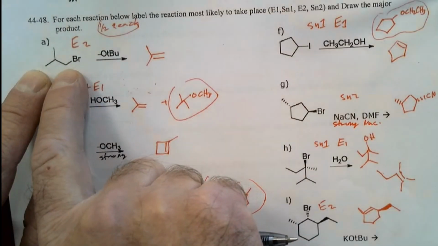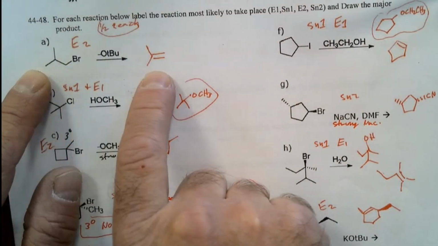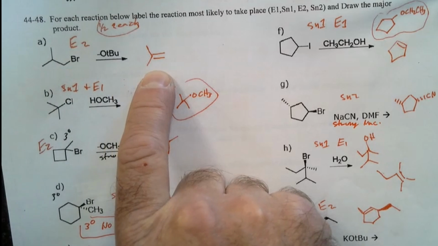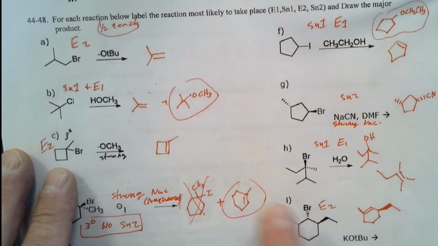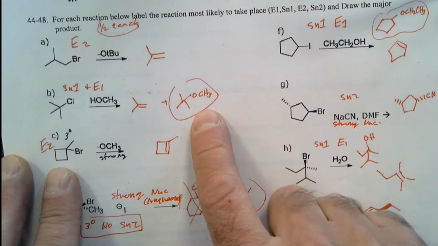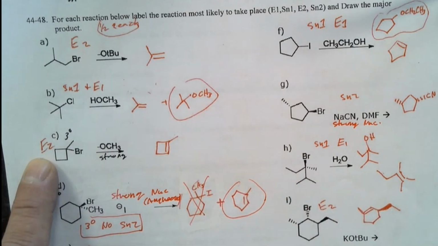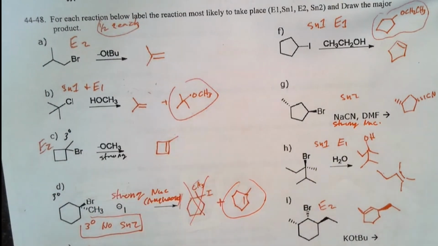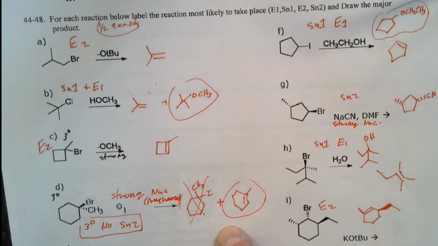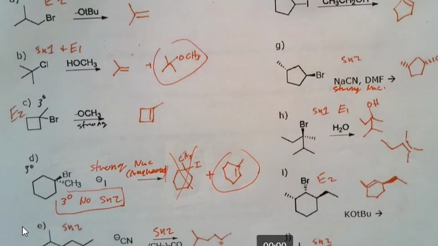Alright, tertiary, bulky base, we can only do E2, can't do SN2. Tertiary, weak nucleophile, so SN1, E1. This is probably going to predominate. Tertiary, no SN2 can occur. Strong base, this is going to be your product. This one was the worst one as far as, I don't like it, but you got to go with it.